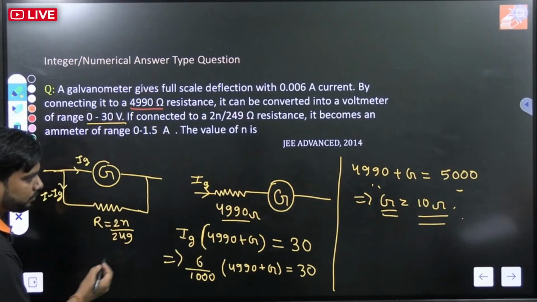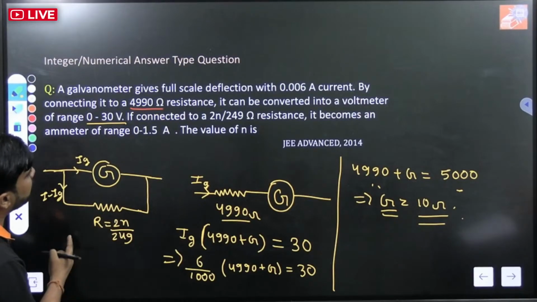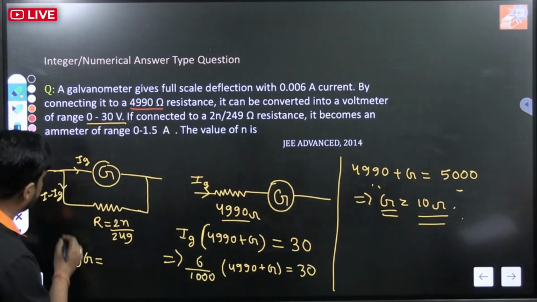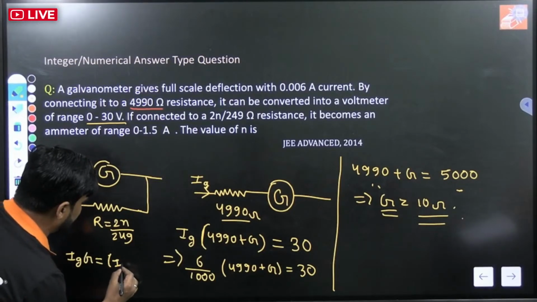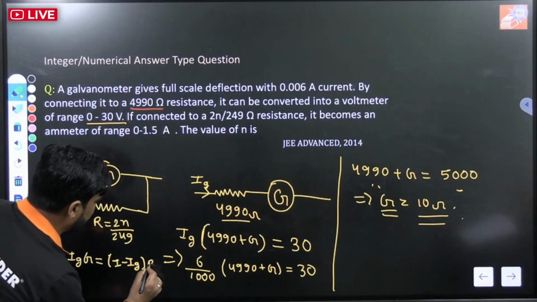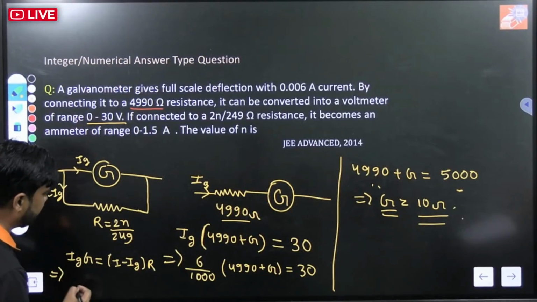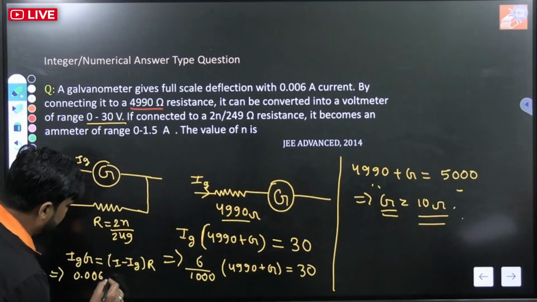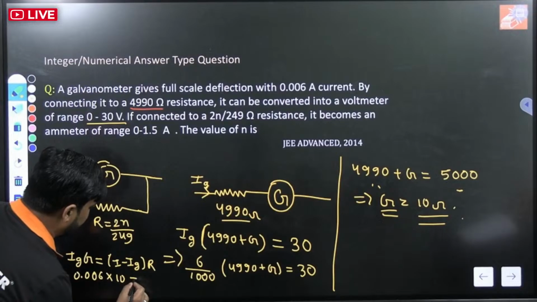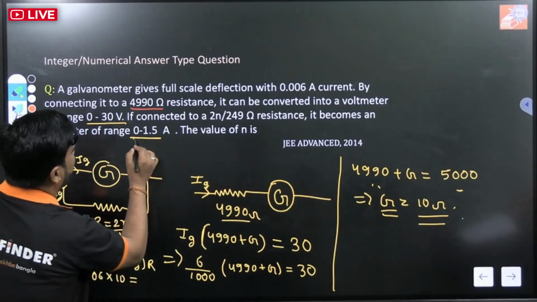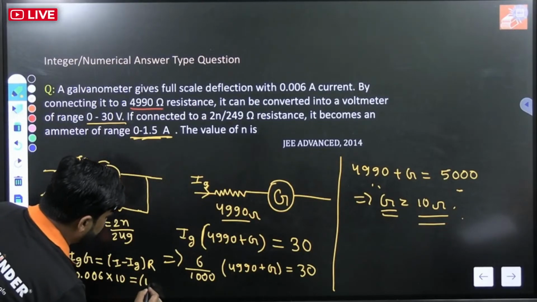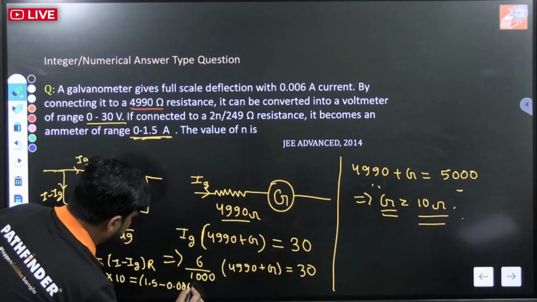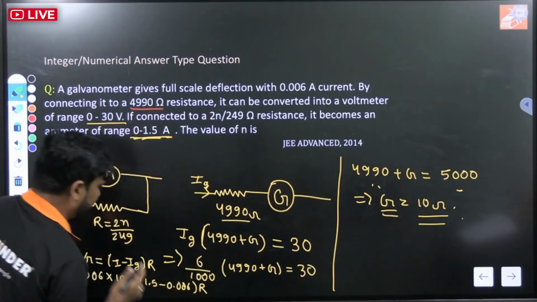So can we say, Ig into capital G, again the same process. So here we are writing I minus Ig into R, yes or no? And what is the value of Ig? It is 0.006, same value. 0.006 into, what is the value of capital G? It is 10, is equal to, up to what reading are you converting it? 1.5. So 1.5 minus 0.006 into R. Is it clear?